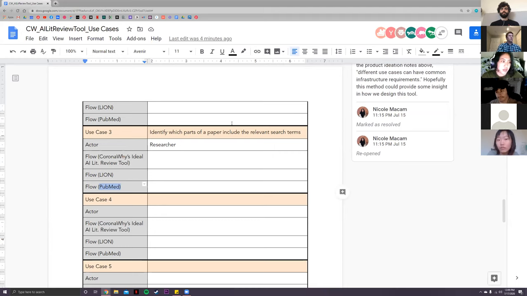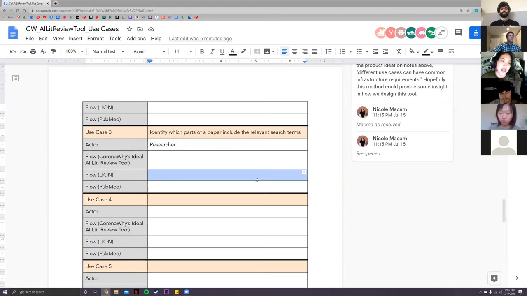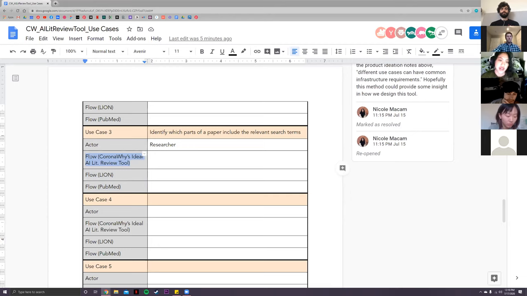and then that would instill certain infrastructure requirements, which is also noted in the product ideation notes. Not only that, but we could also see what are some steps that work for the platforms in terms of the user experience, or what are certain steps that don't work. Especially since we are specifically interested in the Lion tool, this may be a useful thing to note, just identifying the steps that will be done on here and also on PubMed, and then what is our ideal flow for this as well. And then it would just be a good way to have everything laid out.